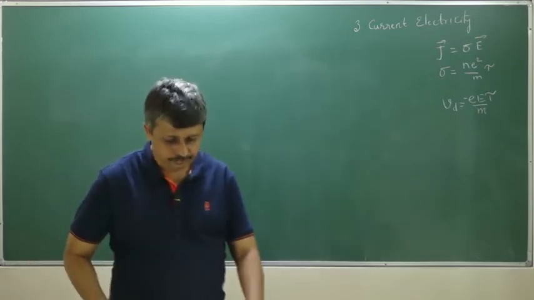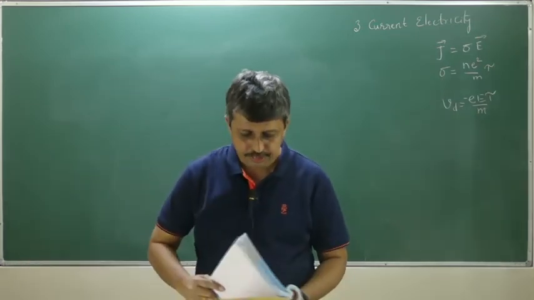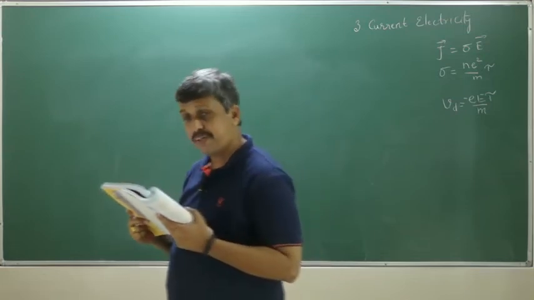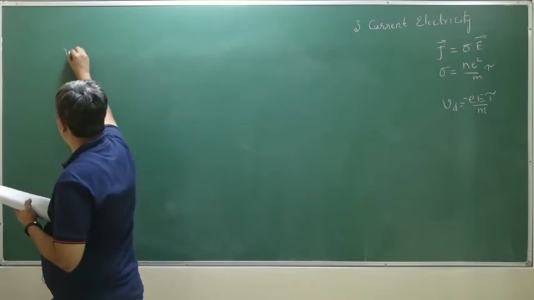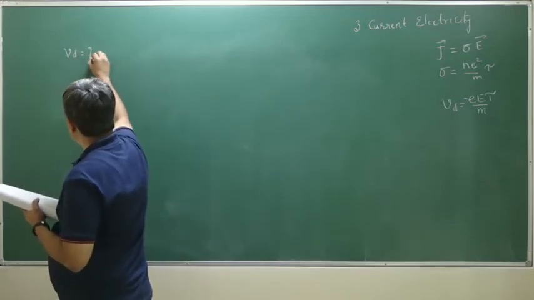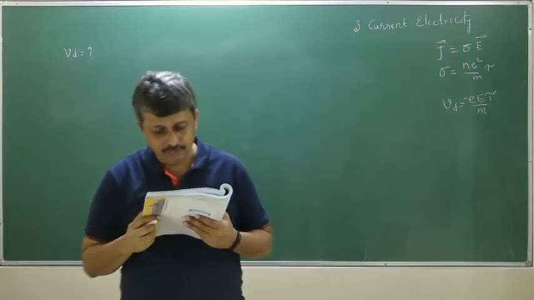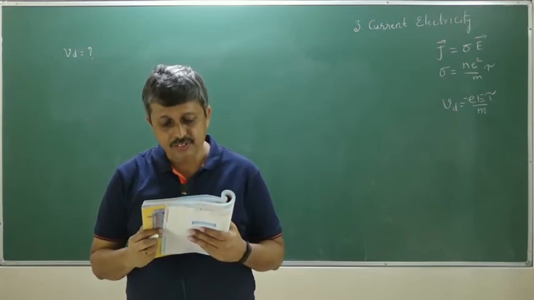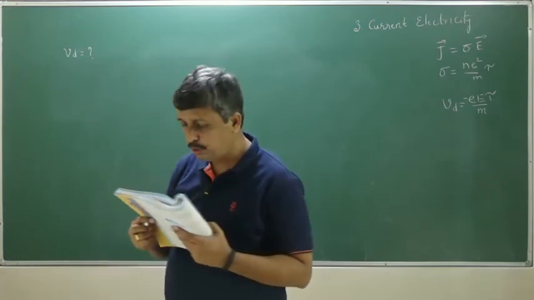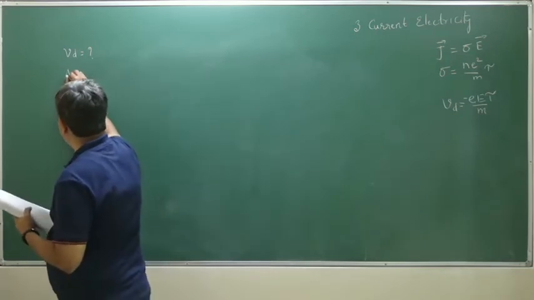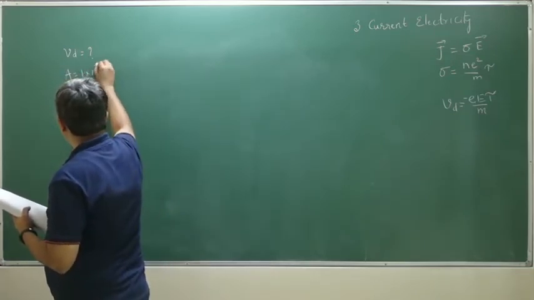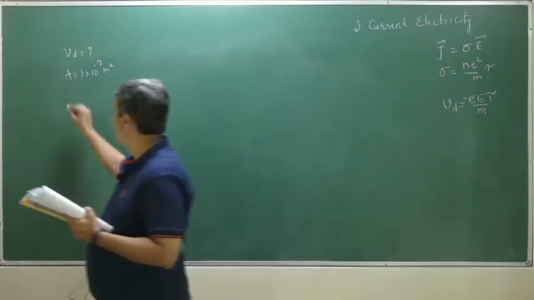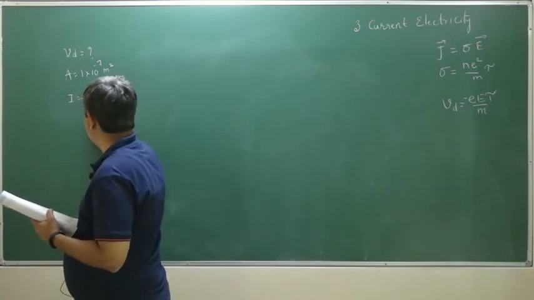So take down this question. The question is: estimate the average drift speed. We will use the word drift speed also, as there is no particular direction to this. Estimate the average drift speed of conduction electrons in a copper wire of cross section area 1 into 10 to the power of minus 7 meter square, carrying a current of 1.5 amps.